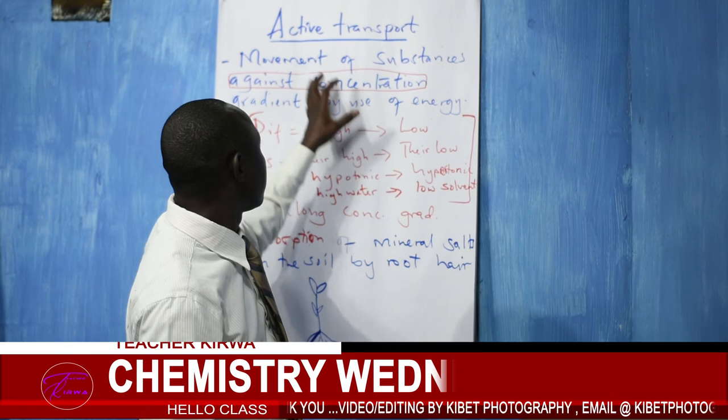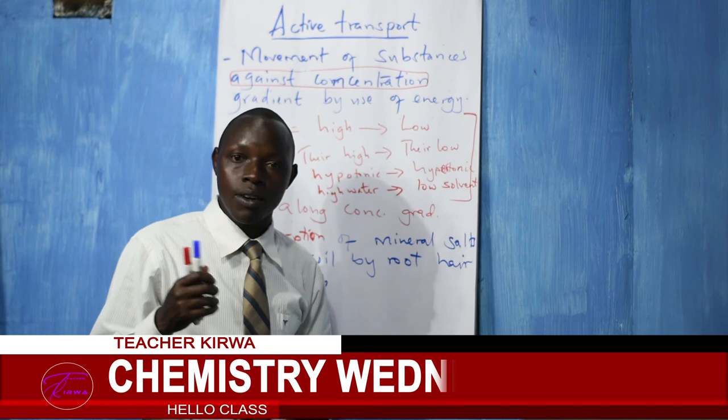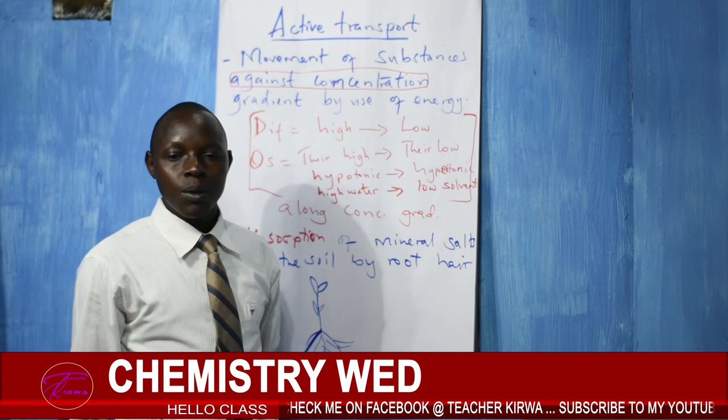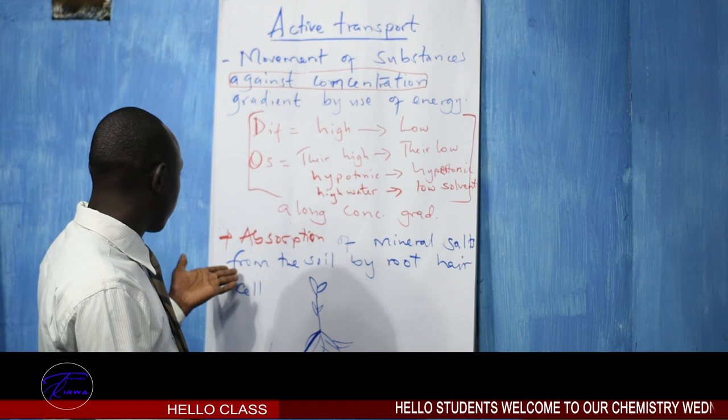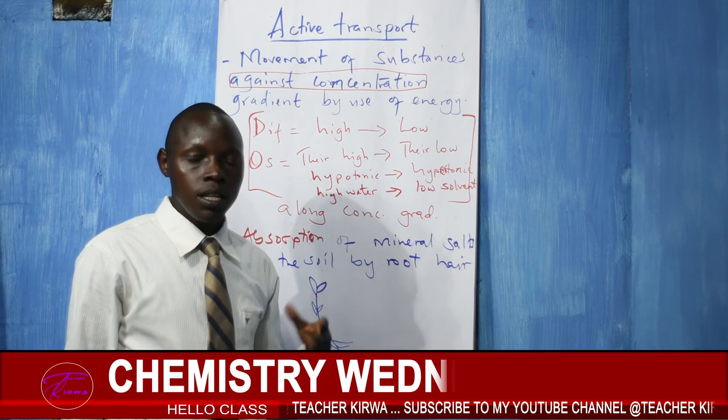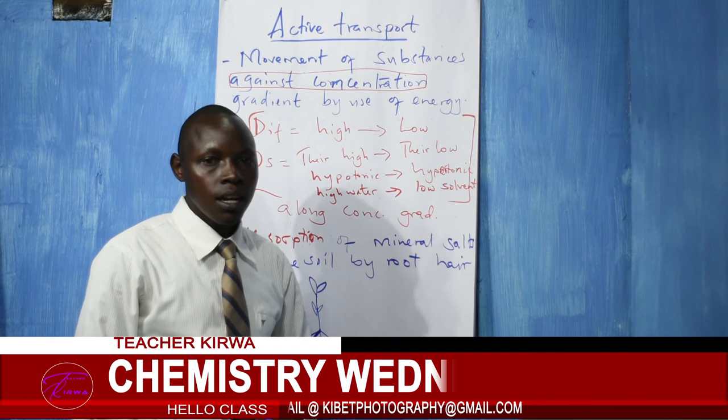We have temperature. Temperature affects the functioning of enzymes. And because this is the use of energy, proteins are required. So when the temperatures are too high, the enzymes are denatured and active transport reduces, and vice versa. So the roles of active transport, one of the roles is this. We also have mineral salts that are taken in the body, absorption of digested food substances in the body. You can look at the others.